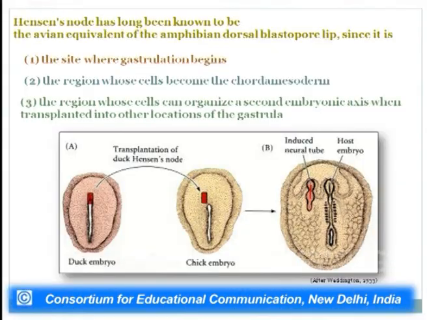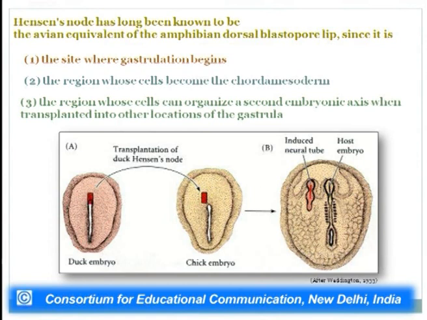We have seen that at the dorsal blastopore lip, the first cells to go over the bottleneck cells, which were forming the roof of the archenteron in amphibian gastrulation, were the chorda mesodermal cells forming the dorsal lip of the blastopore. Similarly, in Hensen's node the region becomes the chorda mesodermal cells. This region is called the organizer because its cells can organize a secondary embryonic axis when transplanted into other locations of the gastrula.